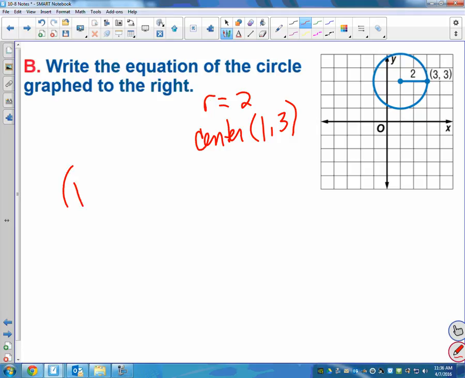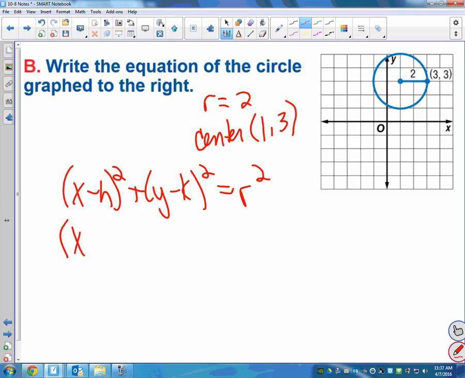That's it. (x minus h) squared plus (y minus k) squared equals r squared. So, (x minus 1) squared plus (y minus 3) squared equals 4. So when I look at this and I see a minus in front of both of those, I know that they're really positive, so the formula is a minus. Sometimes going backwards is a little tricky.